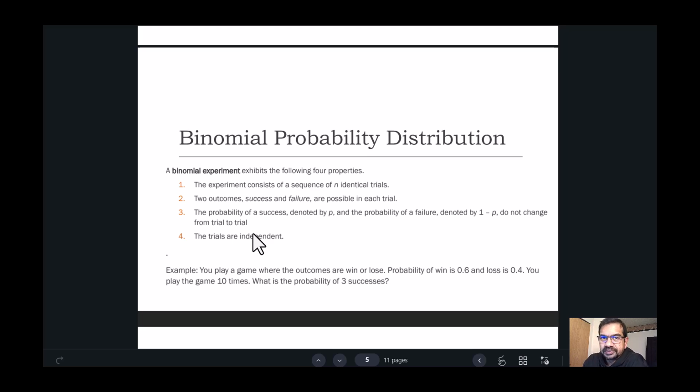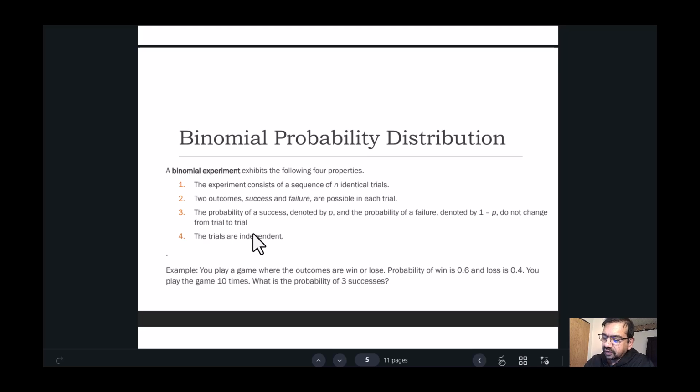Another important distribution is the binomial probability distribution. Now, this is kind of like hypergeometric. We have successes and failures, but the key difference here is that our probability of success does not change with each trial. So each trial is independent of the past trial. The result of that one trial has no bearing on what happens next.